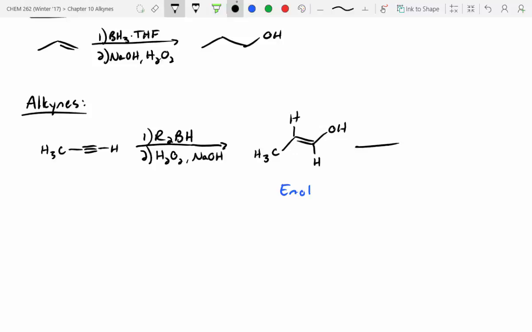And then ultimately, what do you think is going to happen with this enol? Yeah, it's going to make an aldehyde, right? So we saw in the previous example that this bond turned into a double bond, and the alkene turned into a single bond, right? So ultimately what ends up happening with these, and we'll cover this mechanism in more detail tomorrow, is you end up forming an aldehyde.